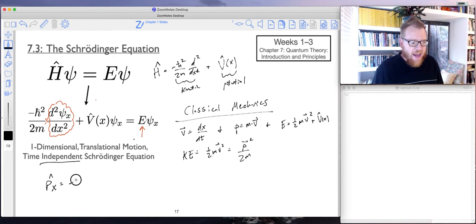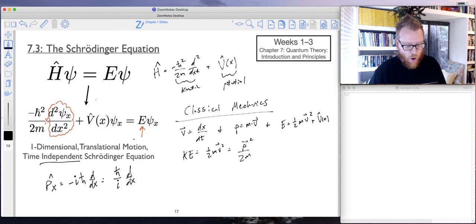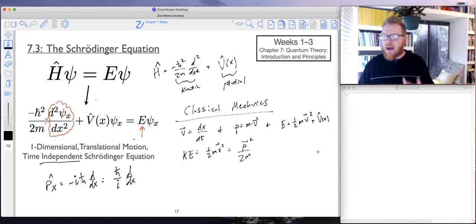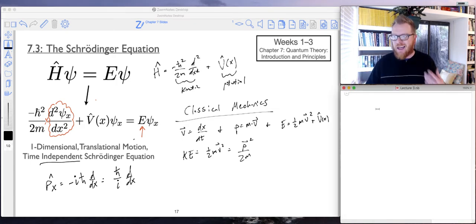So in that handout, that was written as negative i times h bar times d/dx. However, this form is also acceptable: h bar divided by i, no negative sign, times d/dx. And I have a little Mathematica notebook open here. I want to show you something. I'm going to be using Mathematica throughout these lectures to remind us of some math that is not so straightforward.